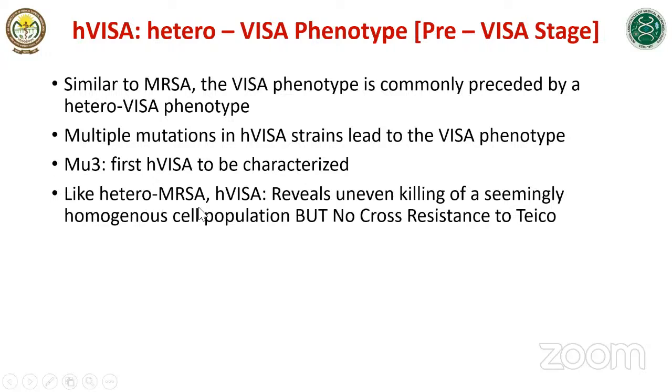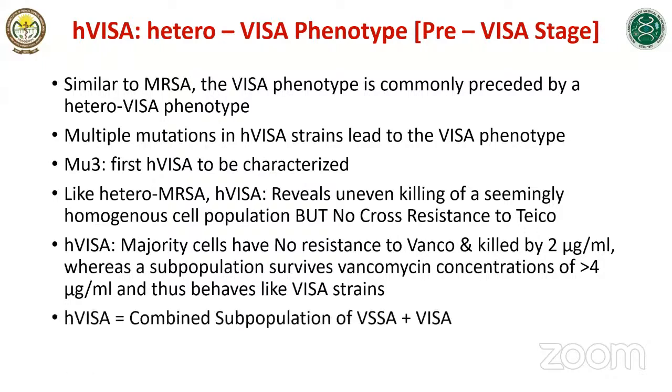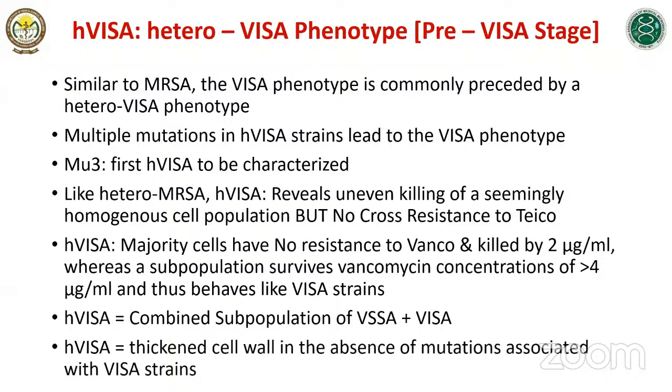Like the hetero MRSA, H-VISA also reveals uneven killing of a seemingly homogeneous cell population, and there is no cross-resistance to teicoplanin. So you can see the rise in the MIC to vancomycin, but not to teicoplanin. In H-VISA, the majority of cells have no resistance to vancomycin and they get killed by 2 microgram per ml. But there is also a subpopulation that survives a vancomycin concentration of 4, and they start behaving like VISA strains. So basically, H-VISA is a combined population of vancomycin susceptible Staph aureus along with vancomycin intermediate Staph aureus.